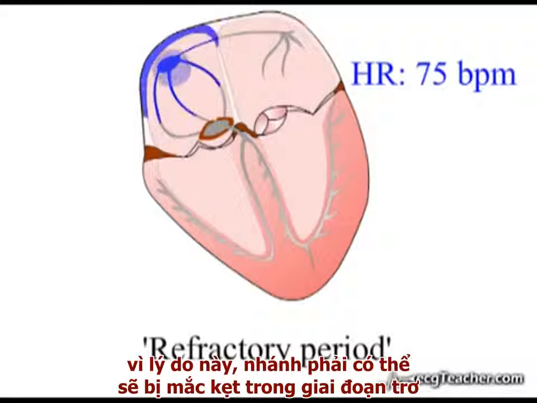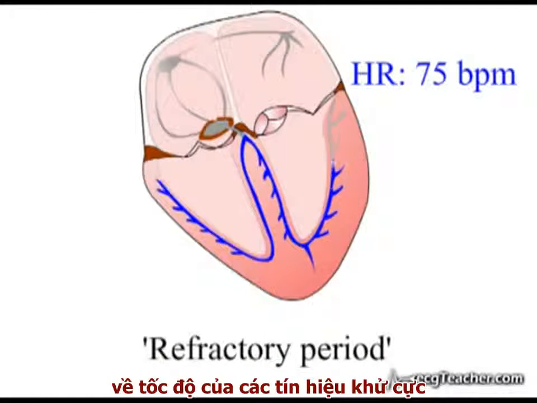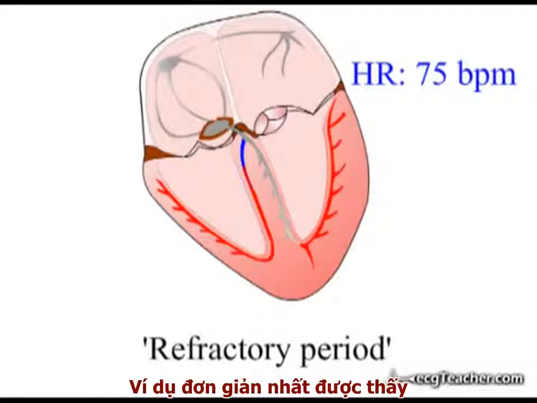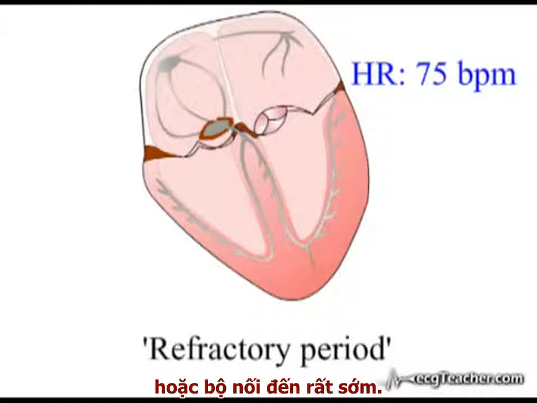For these reasons, it is possible for the right bundle branch in particular to be caught in a refractory state in the presence of a sudden, unexpected change in the rate at which depolarizing signal arrives through the bundle of His. The simplest example of this is seen in some cases of very early atrial or junctional premature contractions.